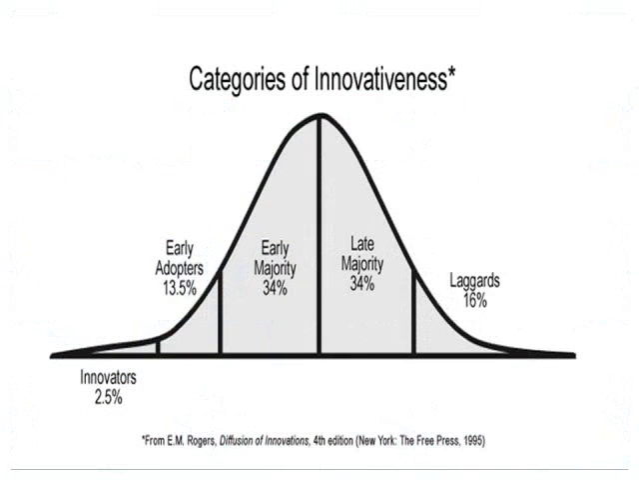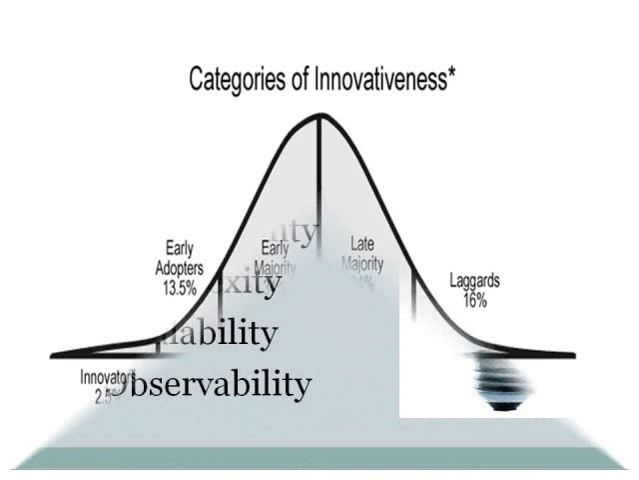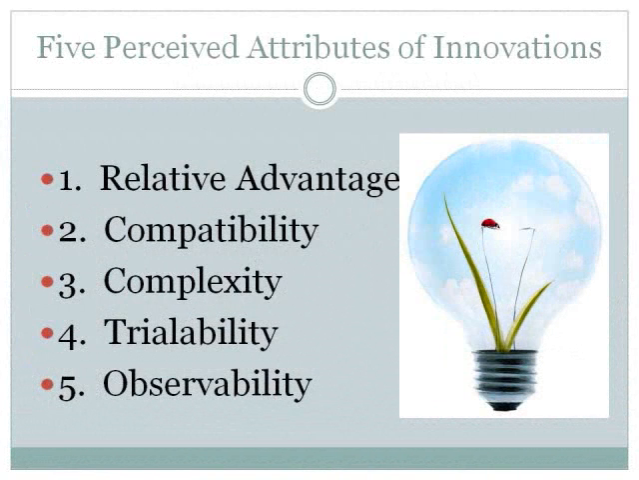I decided to include this slide in my presentation just to give a visual representation of the percentages of innovators, early adopters, and laggards. There are 5 perceived attributes of innovations: relative advantage, compatibility, complexity, trialability, and observability. For the next 5 slides, I will be discussing these 5 perceived attributes of the wiki.